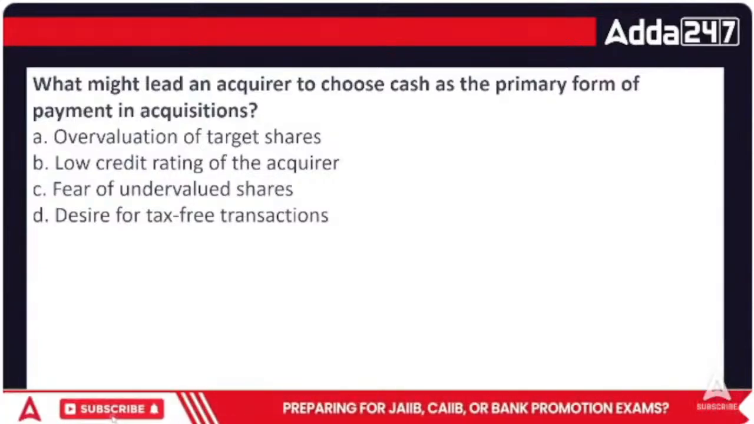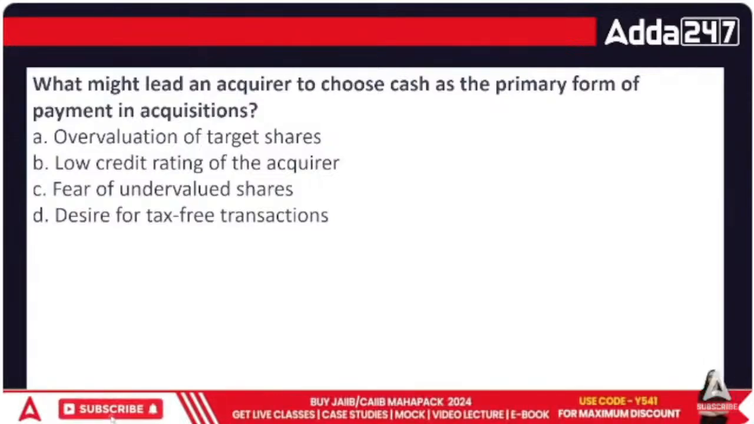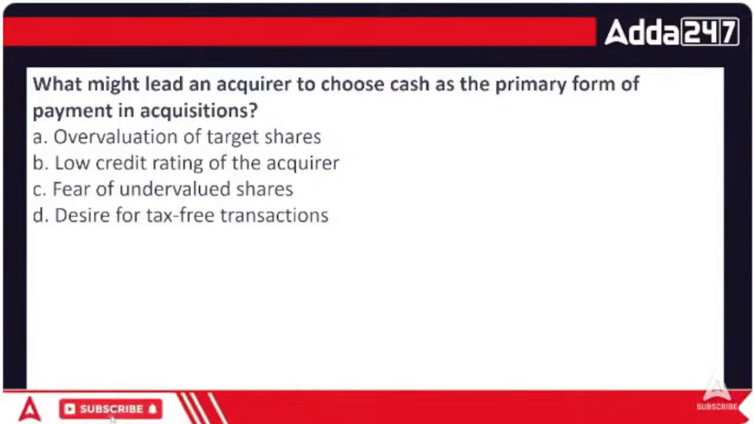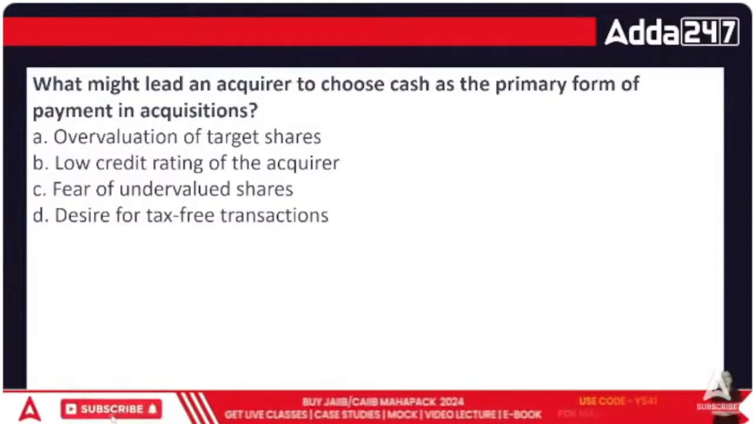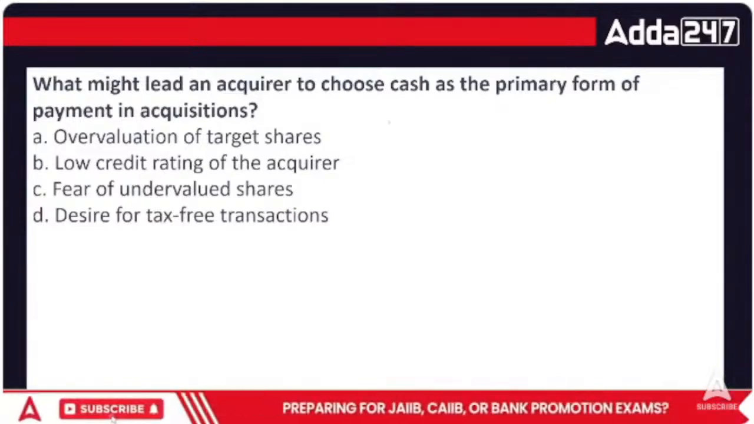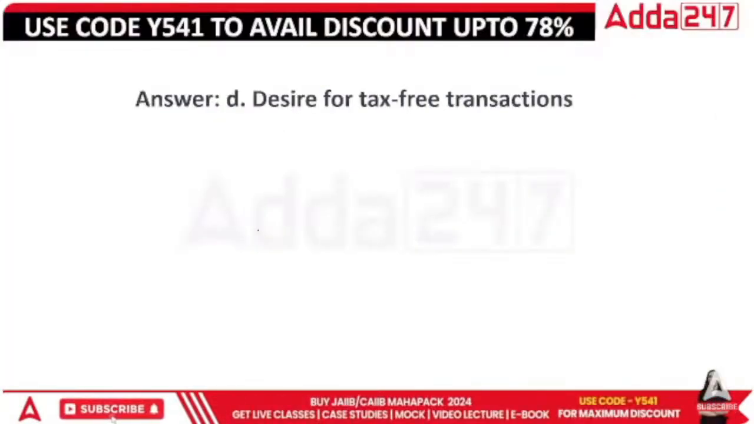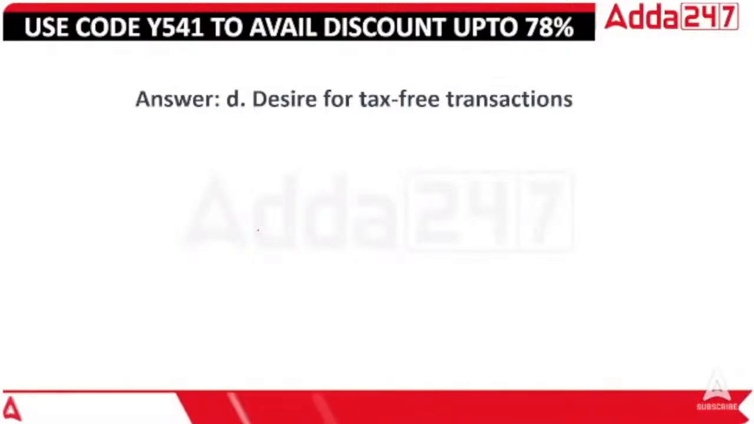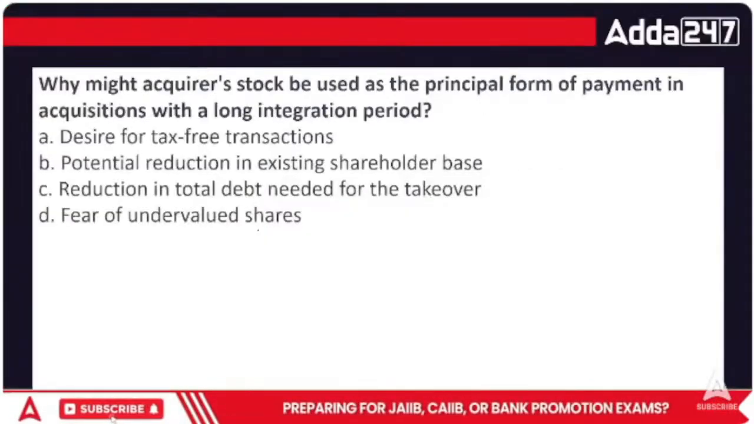Low credit rating of the acquirer. If they have a low credit rating, then they cannot look forward towards that. Fear of undervalued shares. This can be a point. Obviously, if you think that the shares might not be at their true value, then it can be a different scenario. And then there is desire for tax-free transactions. I think in this case, the answer has to be D only. You have a desire for tax-free transactions. You sometimes just play with the cash, and you sometimes don't even show that there's a movement of cash. Next question.